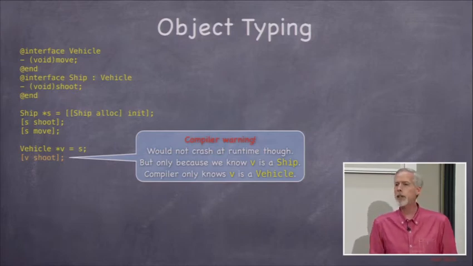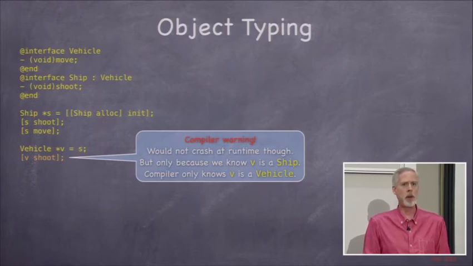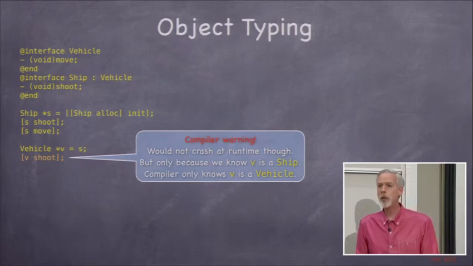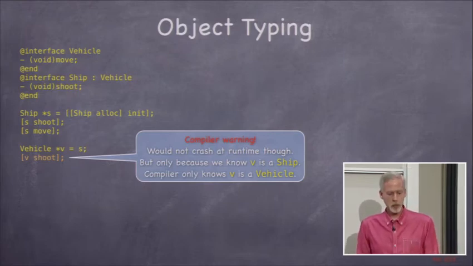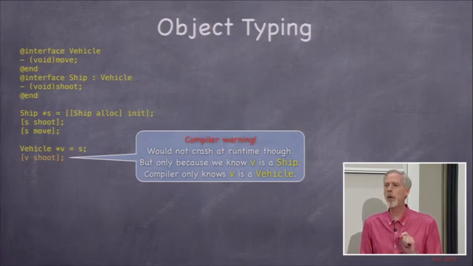At compile time, you're going to get a warning because vehicles do not implement shoot. Ships do, but not vehicles. So do you see why this is going to give you a warning? What about at runtime? This code will not crash because we know that v actually is a ship. So this will work fine at runtime. This is an example where you get a warning at compile time, but it runs fine at runtime.